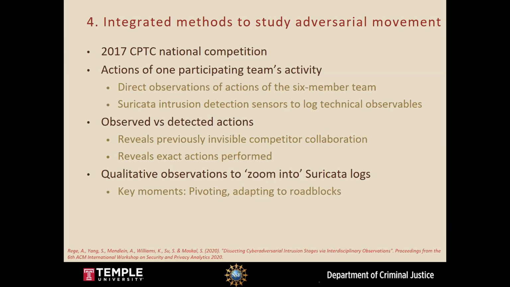So it really helped look for those key moments, such as pivoting or adapting to roadblocks, right? So if we observed there were moments of frustration, we knew that it was a negative experience. So how can that be then passed on to our technical counterparts to look at the corresponding logs? So that was something useful that came out of that collaboration.